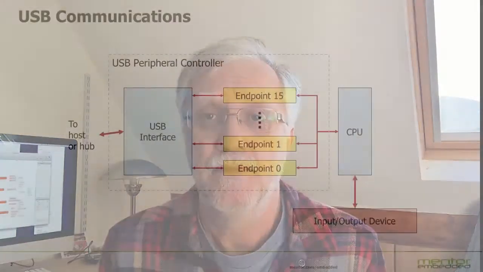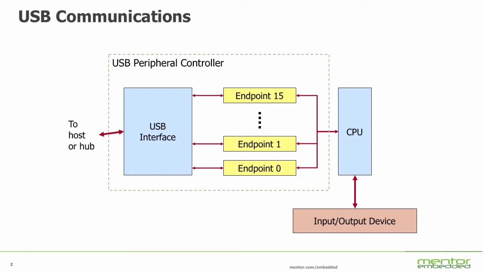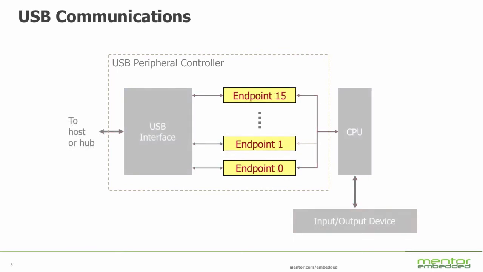First of all, let's take a look at the USB controller. In this diagram, we can see that there is the USB interface on the left, which connects up to the host or the hub. And on the right hand side, we have the CPU of the device that we are building. The connection between the USB interface electronics and the CPU of our system are a series of buffers called endpoints.